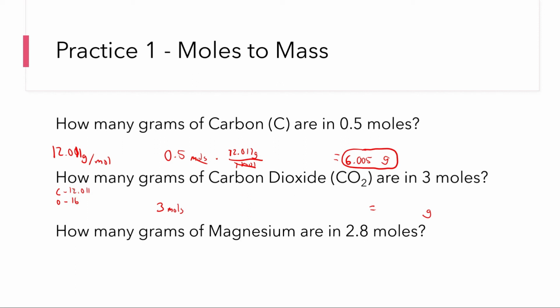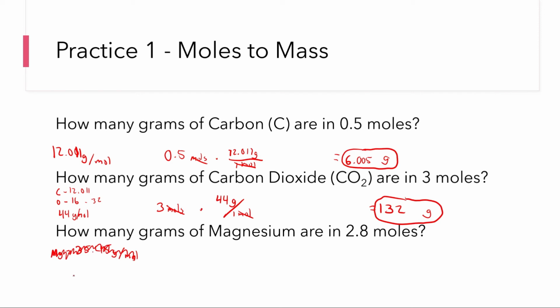We've got 12 for our carbon. There's just 1 carbon. There are 2 oxygens, so that'll give us 32. And 32 plus 12 gives us 44 grams per mole of CO2. So then we use that conversion factor, 44 grams per 1 mole. Moles will cancel. 3 times 44 is 132 grams.